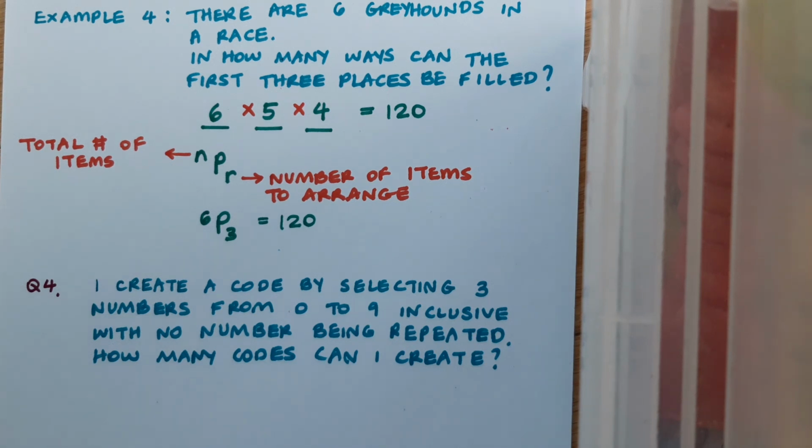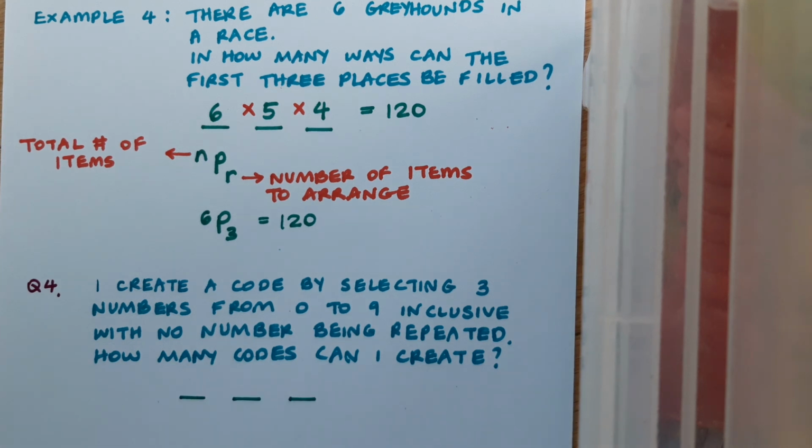Okay, so I've got 3 different places to fill. There are 10 numbers from 0 to 9 inclusive. So I have 10 by 9 by 8 options. And there are 720 codes that I can create. That's one way of doing it. Of course, I can also use the nPr way, in which case I'd type in 10 permute 3 into the calculator to still get the same solution of 720 different codes that I can create.